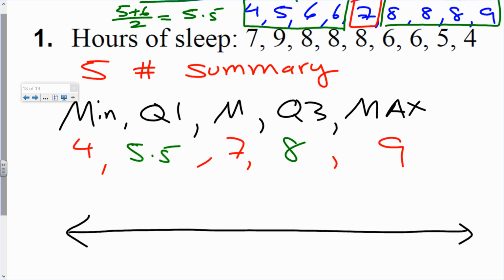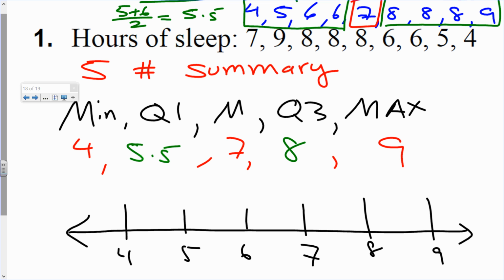My minimum is 4, my maximum is 9, so that's only like 5 numbers away from each other, so I'm just going to go by ones. My number line will go by ones. 4, 5, 6, 7, 8, 9. Pretty easy.